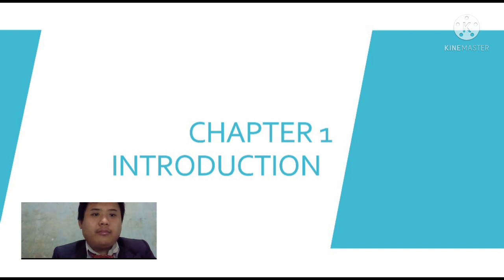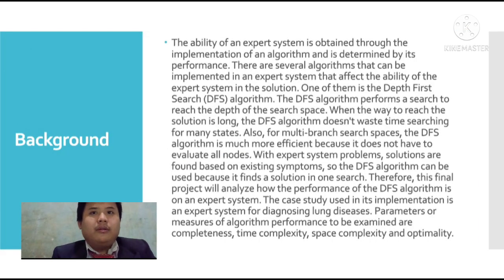Chapter 1, Introduction. First, background. The ability of an expert system is obtained through the implementation of an algorithm and is thus determined by its performance. There are several algorithms that can be implemented in an expert system that affect the ability of the expert system to find the solution. One of them is the DFS algorithm.